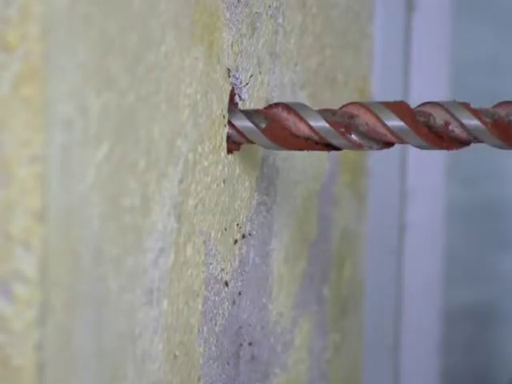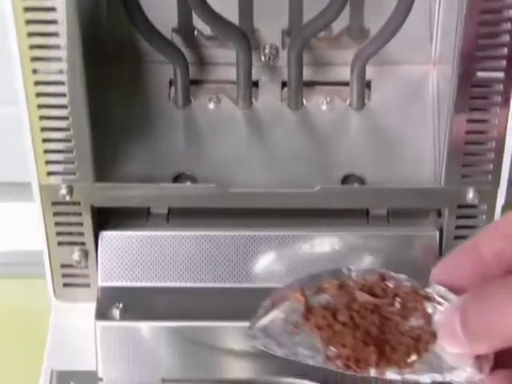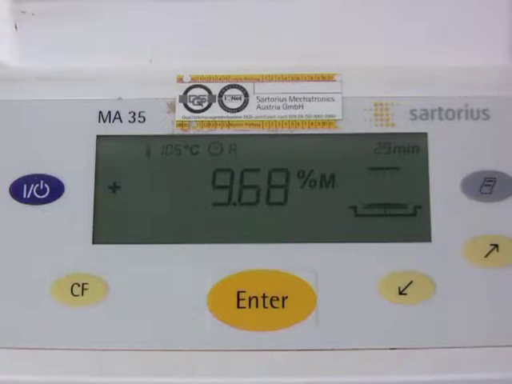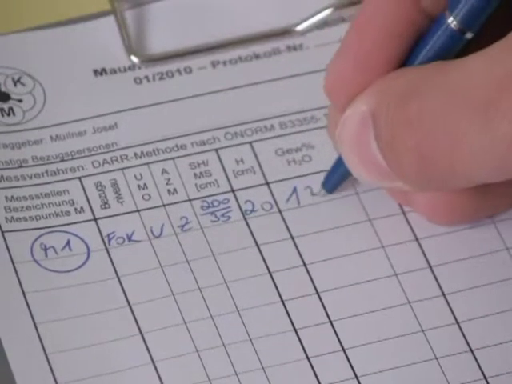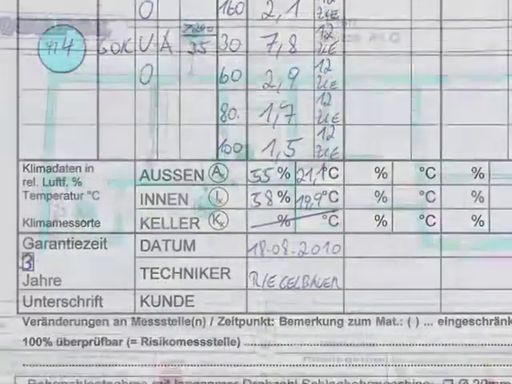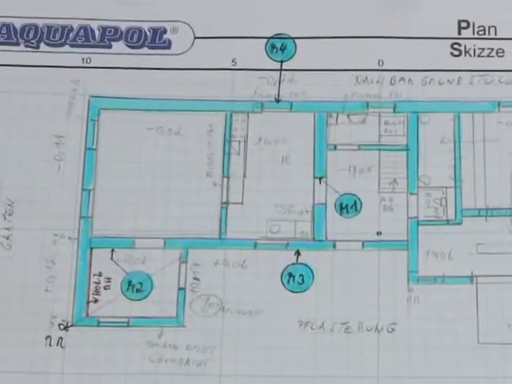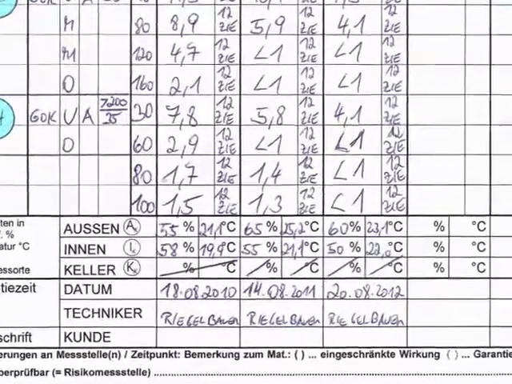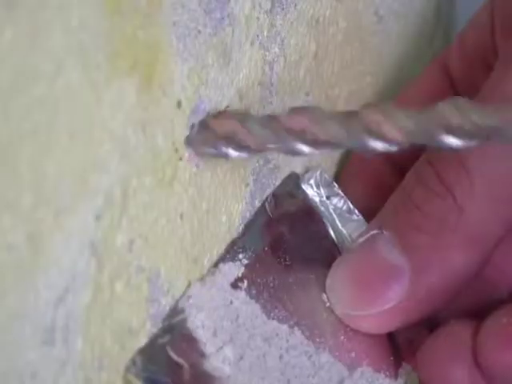Moisture measurements are carried out according to the scientifically accepted DAR method at places determined in agreement with the client. This laboratory measuring device guarantees highest precision, fast determination of moisture content on site and maximum objectivity for the client. And the results are noted in the measurement report. Climate data from the outside and the inside, as well as the degree of salinization of plaster and masonry, are recorded.